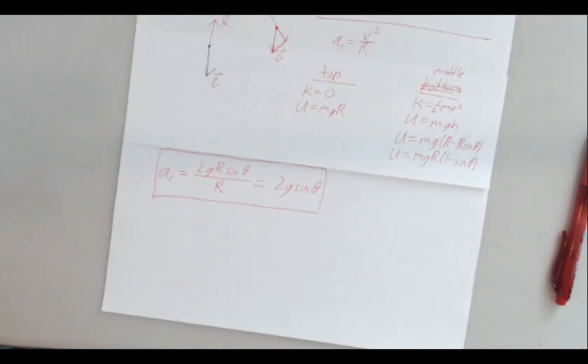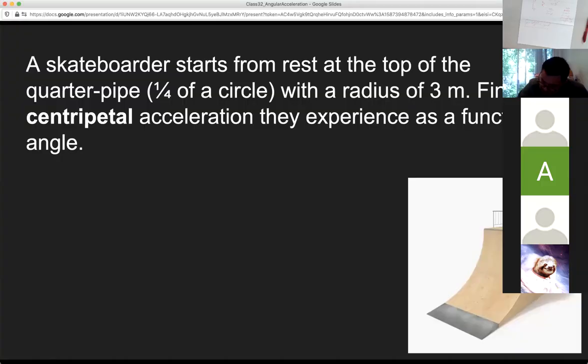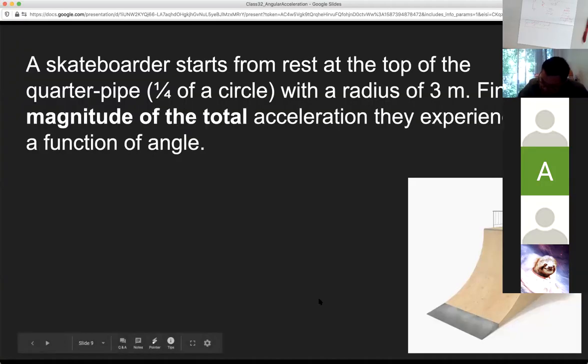If we go back over to the slides here. Now I want the magnitude of the total acceleration that the skateboarder experiences as a function of angle. So now I just need to recognize that my tangential and centripetal components are always perpendicular to each other, right? Because it's a circle. The radius of a circle is always perpendicular to the tangent of the circle. So these two components are perpendicular to each other, which means that now I can come over here and find their magnitude.